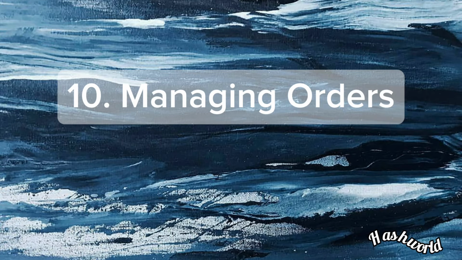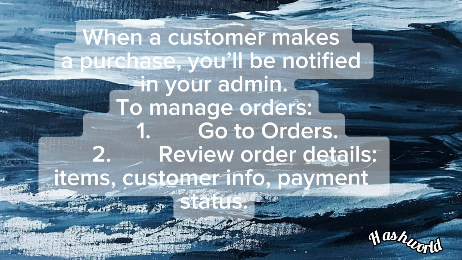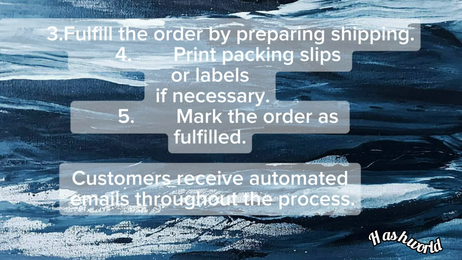10. Managing orders. When a customer makes a purchase, you'll be notified in your admin to manage orders. 1. Go to Orders. 2. Review order details, items, customer info, payment, status. 3. Fulfill the order by preparing shipping. 4. Print packing slips or labels if necessary. 5. Mark the order as fulfilled. Customers receive automated emails throughout the process.